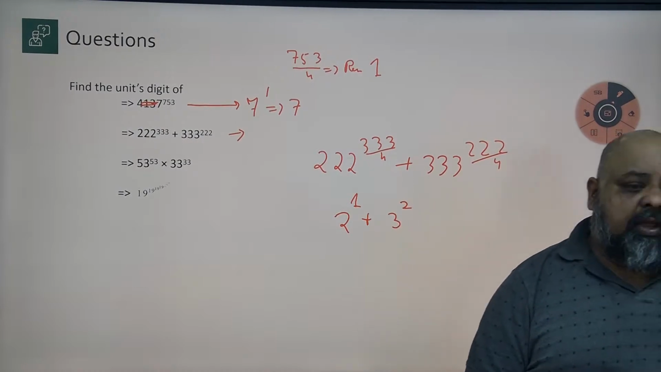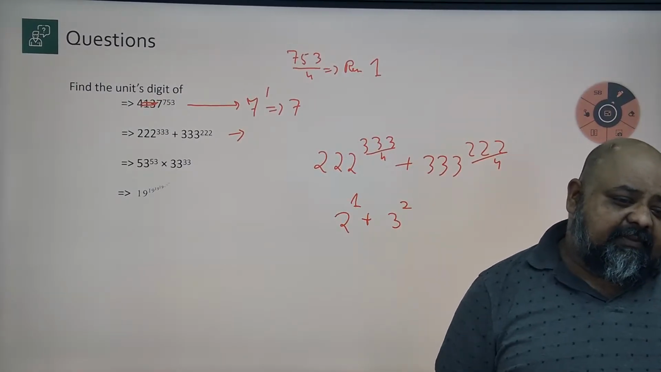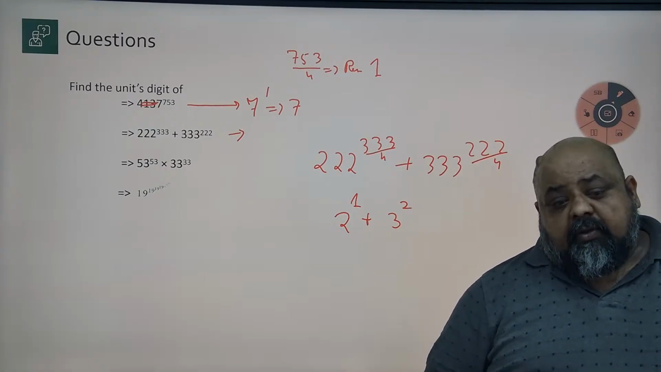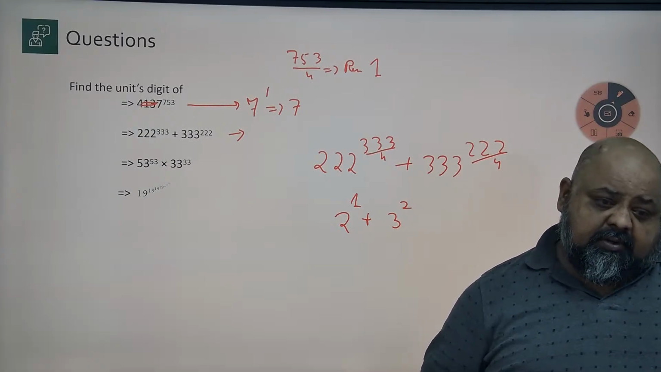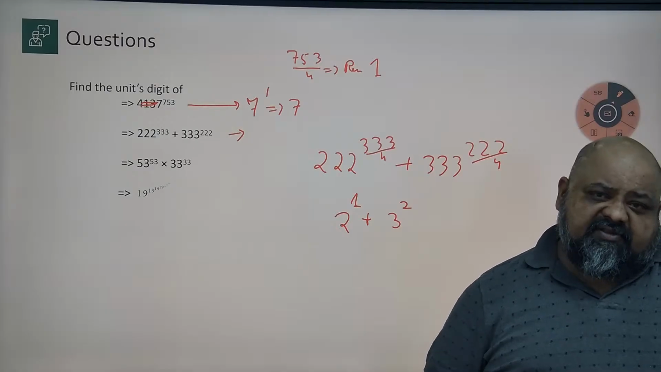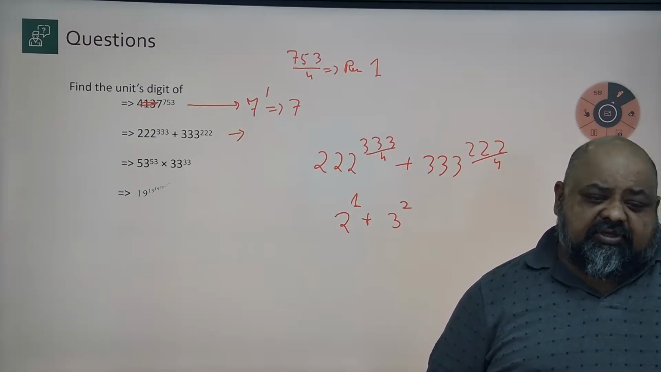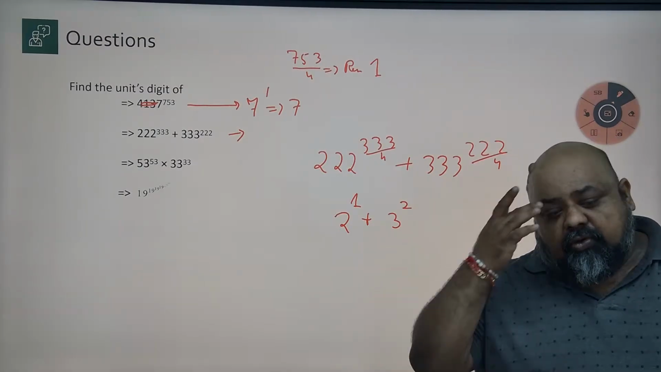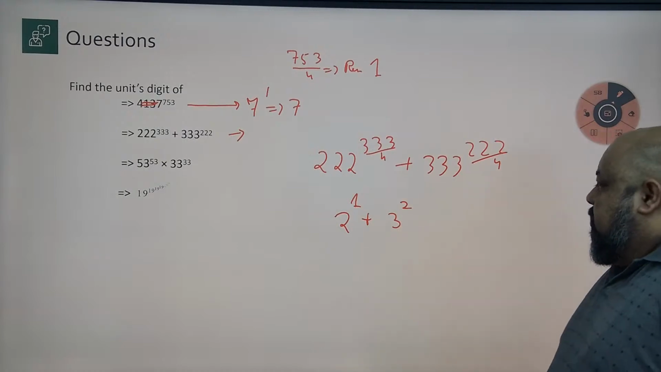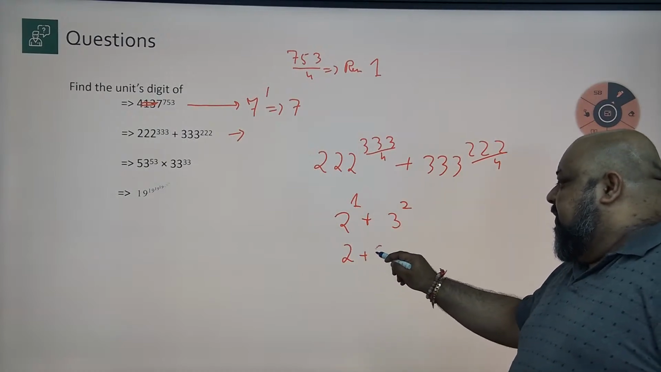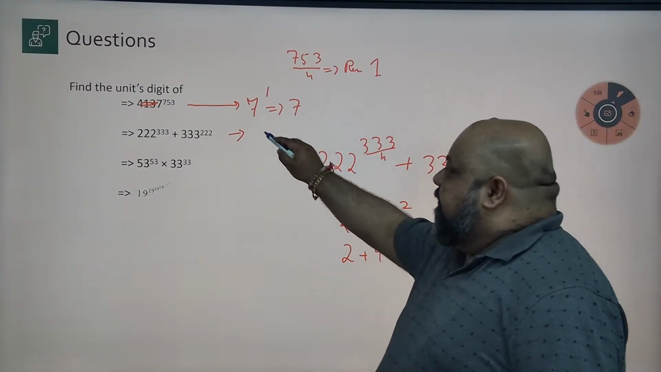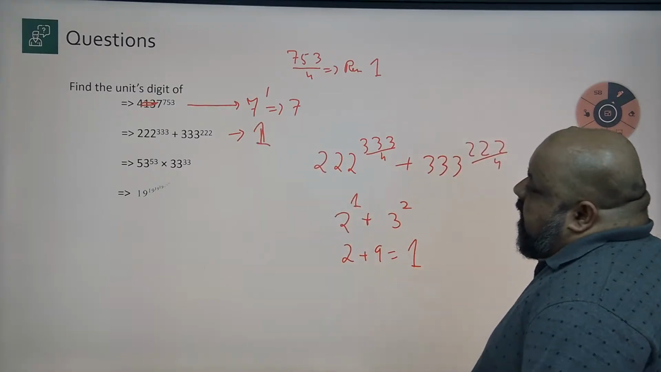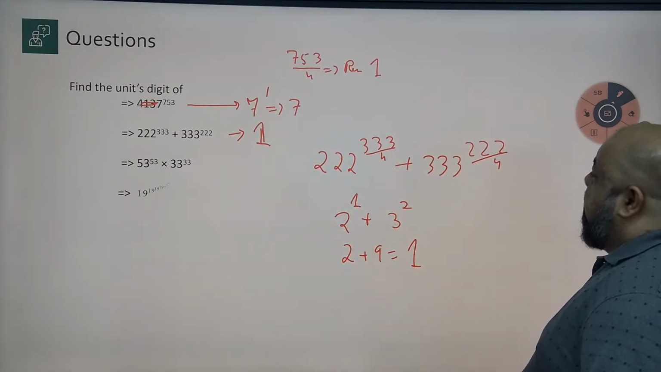The remainder is 2. How do you, by the way, check the remainder when we divide a number by 4? What is the divisibility test for 4? Divisibility test for 4 is the last 2 digits as a number. So when I'm dividing 333 by 4, I just divide the 33. For 222 by 4, I just divide the 22. So 2 raised to power 1 ends in 2. 3 squared ends in 9. So this ends in 11, so 1. Perfect.